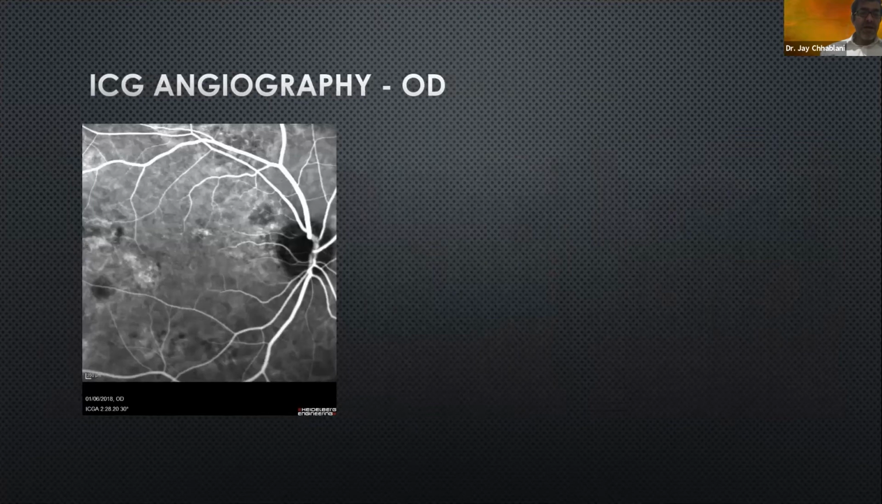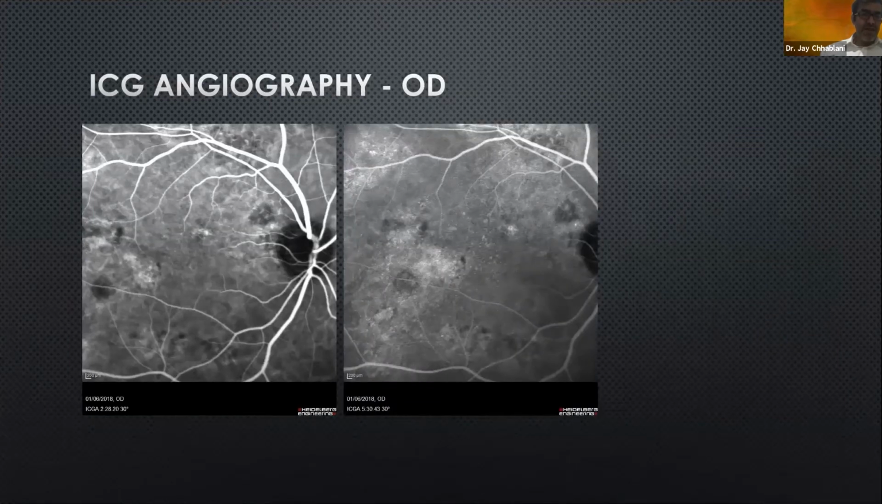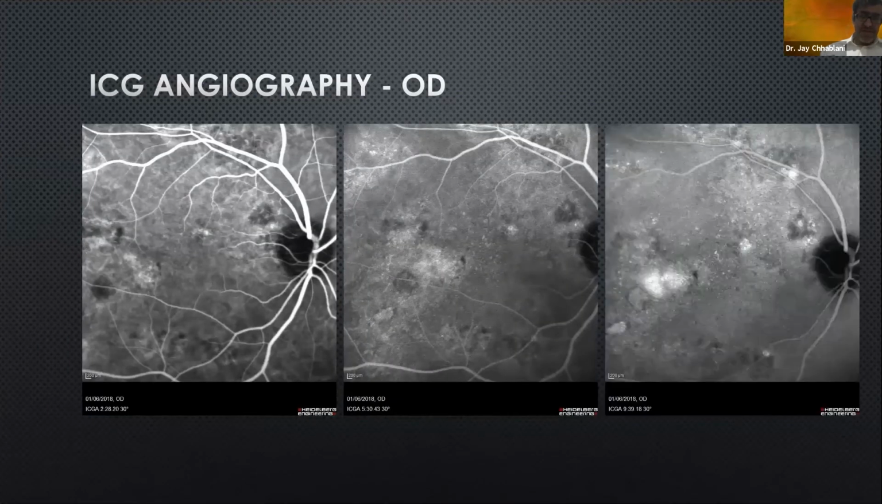So we got ICG. ICG confirmed the findings of CSR, where you can see a diffuse hyperfluorescence. And this is something very important. You will be able to see how the larger area of the macular region is affected by using ICG. And this is where I decide my treatment, that yes, this patient certainly needs treatment.